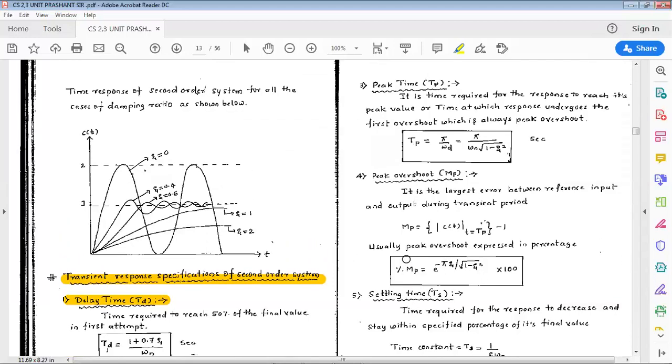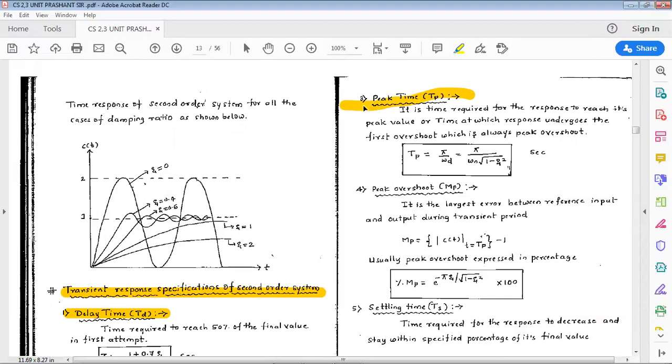The next term is peak time. The notation is TP. It is the time required for a response to reach its peak value, or the time at which the response undergoes the first overshoot, which is always the peak overshoot. The equation for TP will be pi by omega d, which is equal to pi by omega n under root 1 minus zeta square seconds, where omega d is the damped frequency, which is equal to omega n under root 1 minus zeta square.